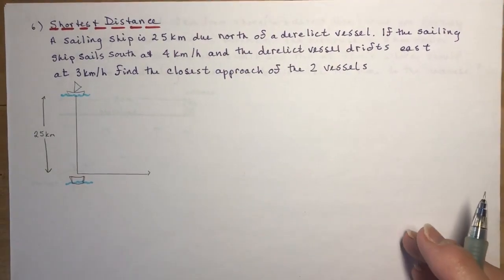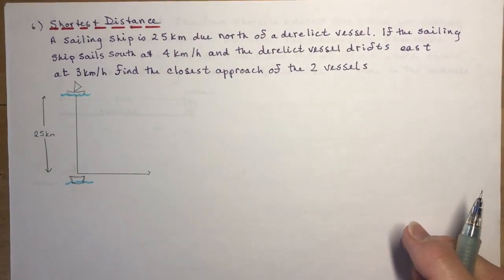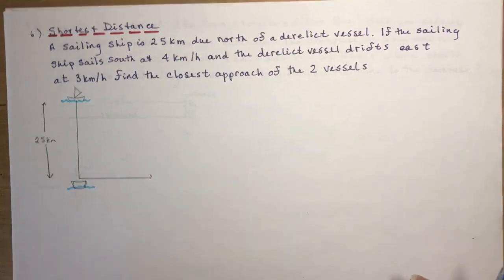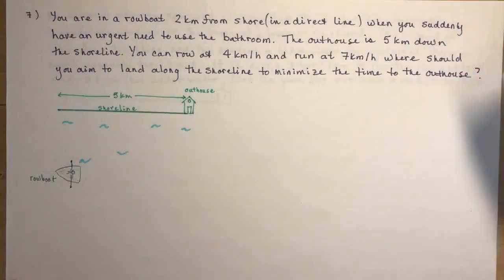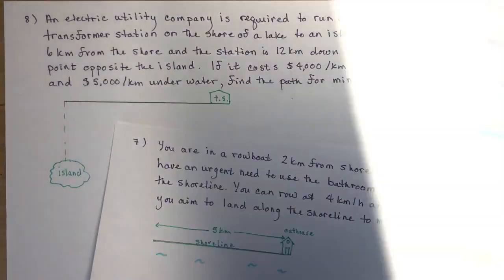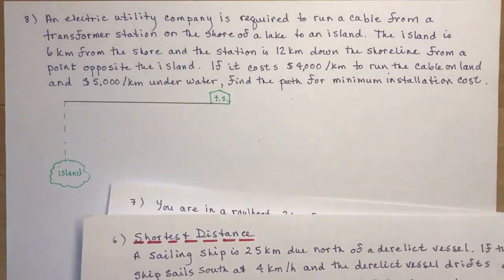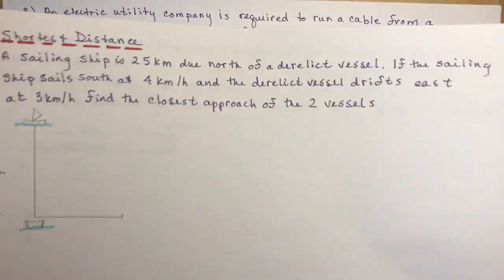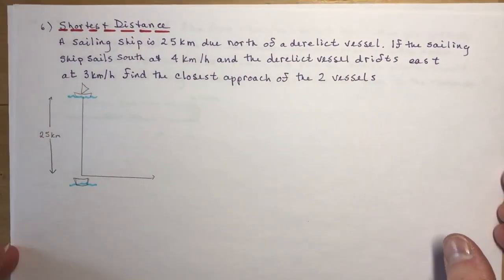Optimization Problems Part 3. Today I'm going to do an example of the shortest distance. We're going to do how to minimize the time to an outhouse, very exciting, and how to minimize the cost of laying a cable from an island to the mainland. So let's start back here with the sailing ship.